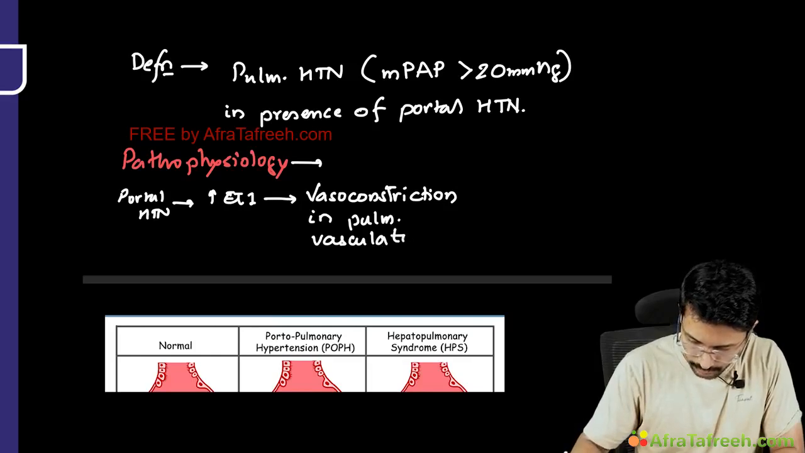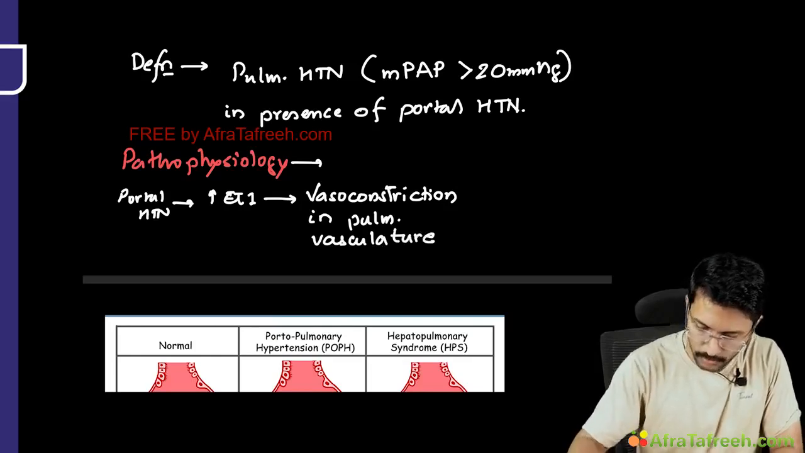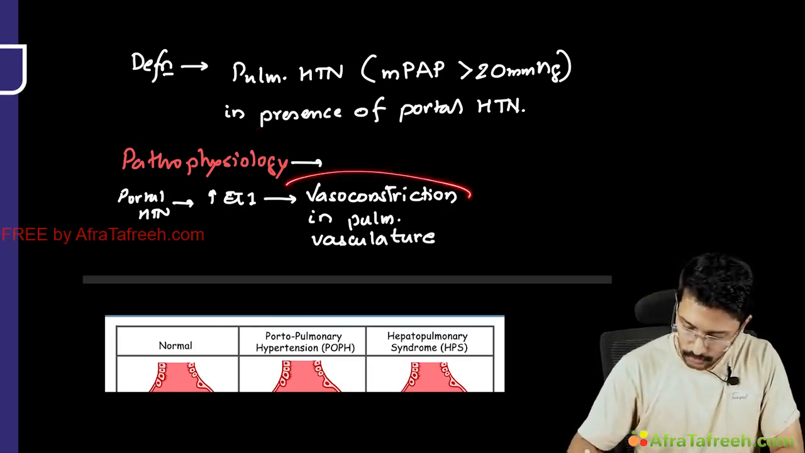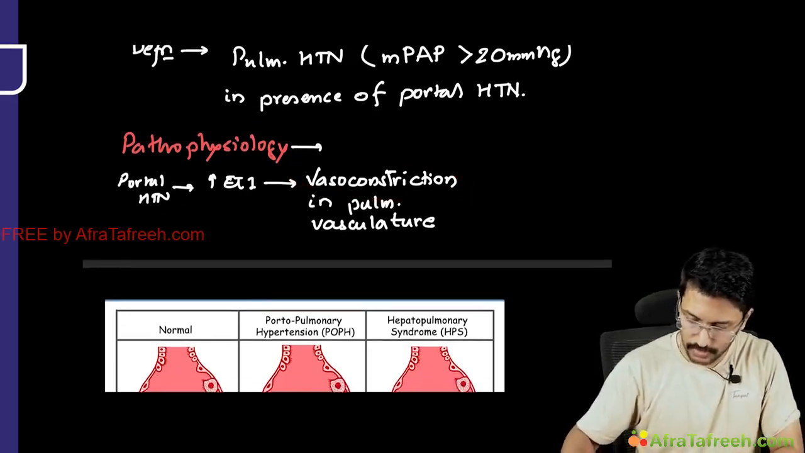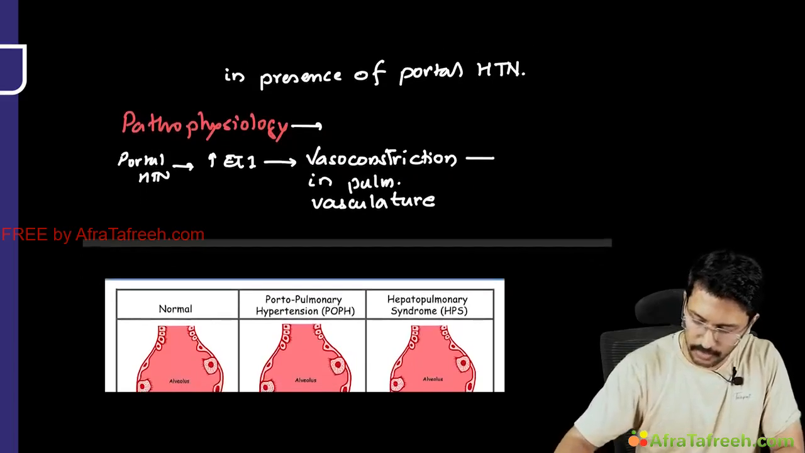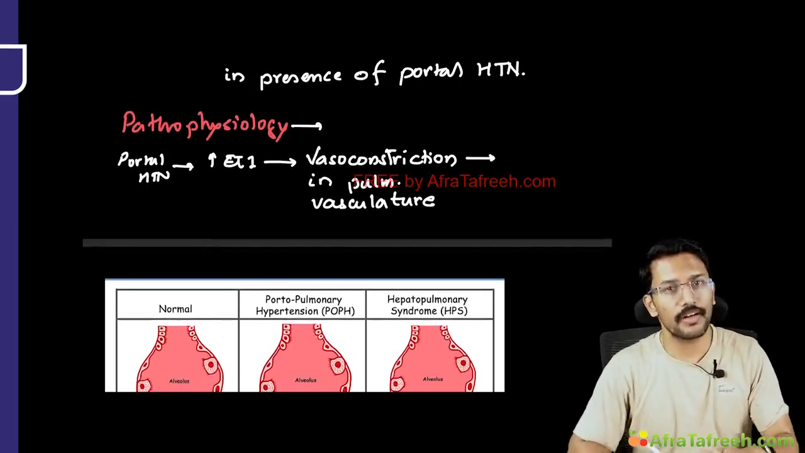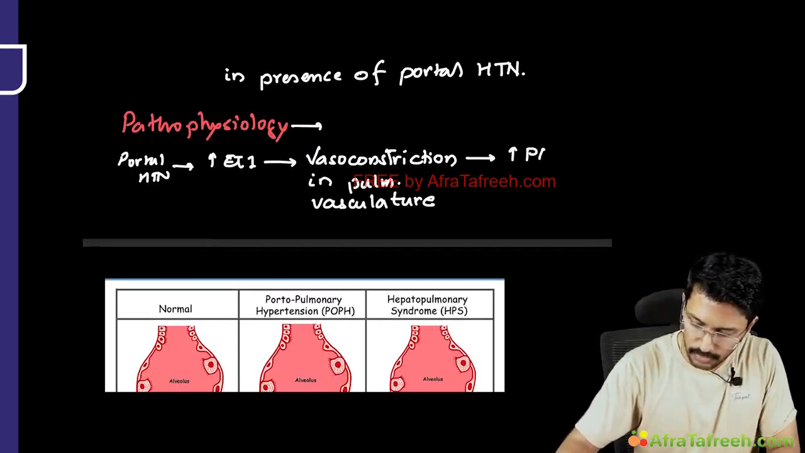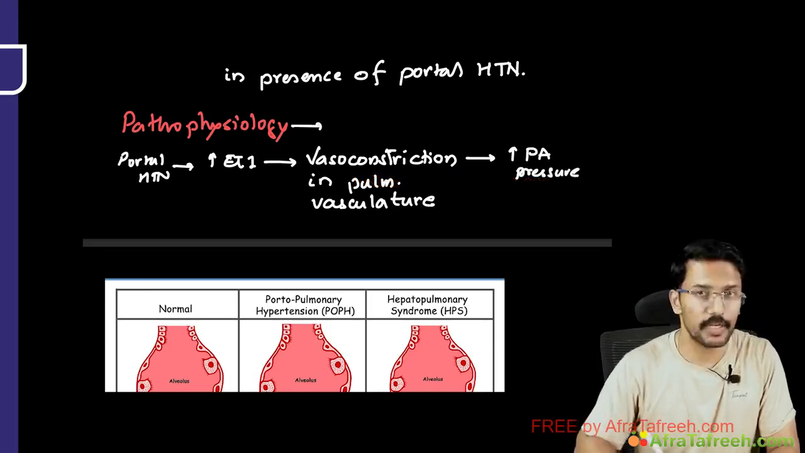So this is the main difference from hepatopulmonary syndrome. In hepatopulmonary syndrome, there is a vasodilatation. Here there is vasoconstriction, right? So obviously when there is vasoconstriction in the pulmonary capillaries, what will happen? Pulmonary artery pressure starts rising, right? So it will lead to increase in the pulmonary artery pressure. And this is what we call as pulmonary hypertension.